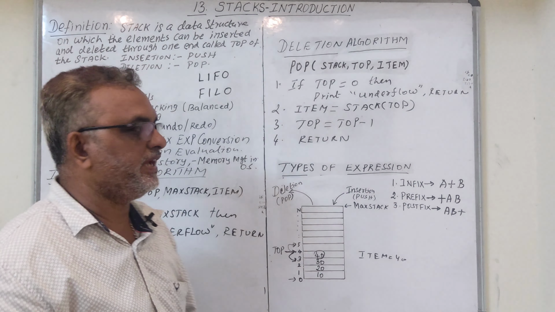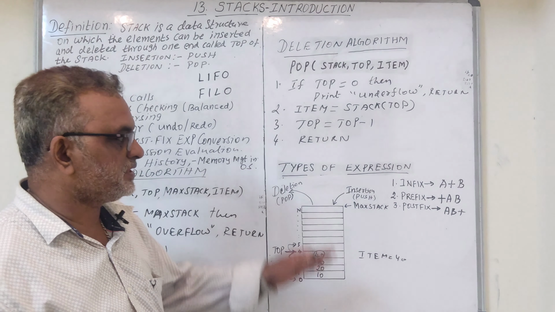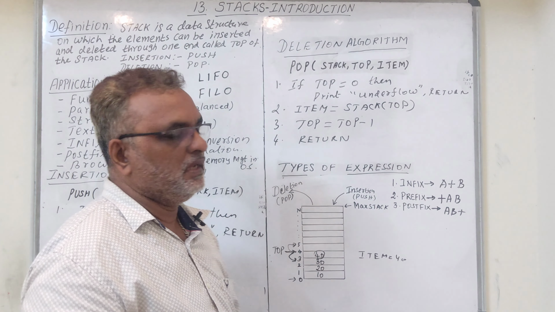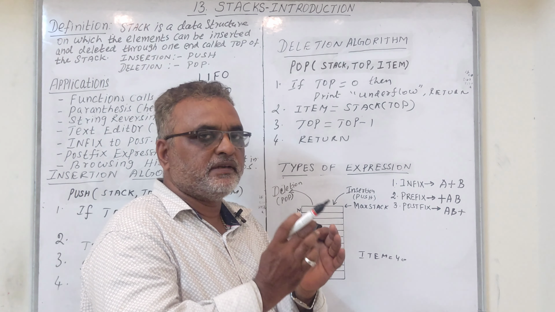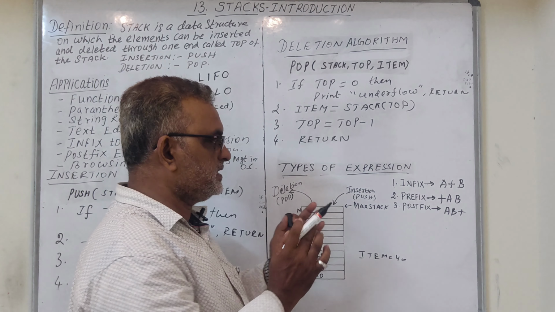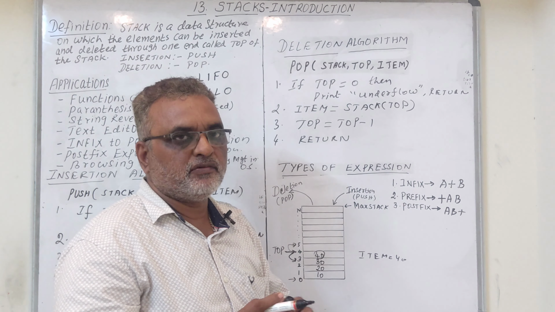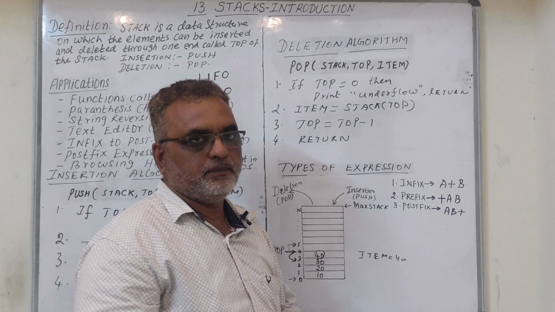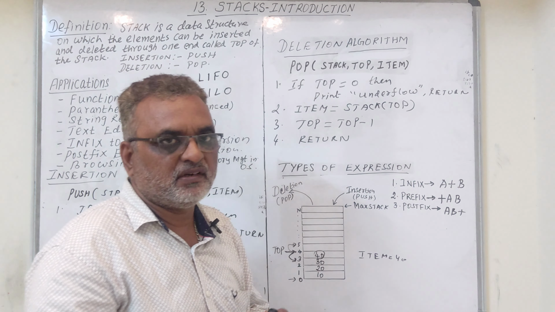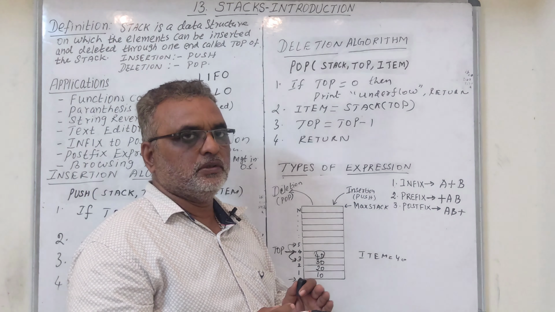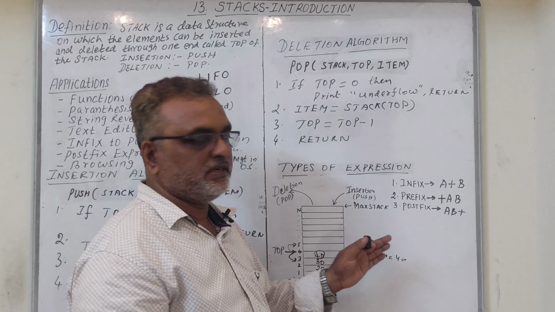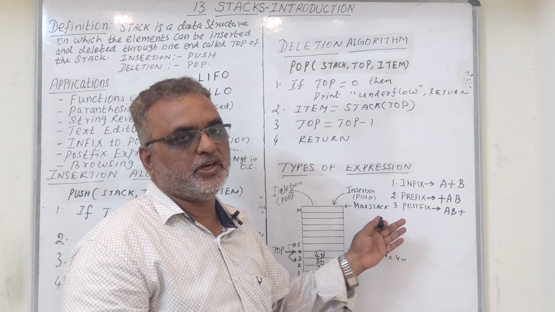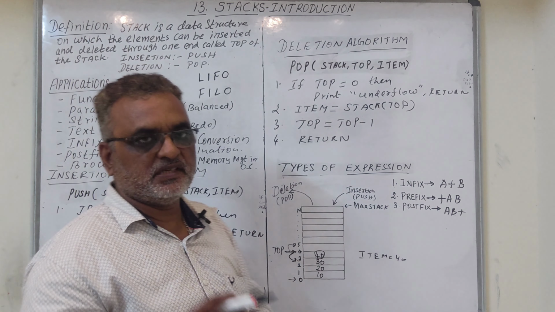Next topic is types of expressions. We have three different types of expressions available: infix, prefix and postfix. In an infix expression, the operator is placed in between the operands. In prefix, the operator is placed before the operands. In a postfix expression, the operator is placed after the operands. These are the three types of expressions, and how to convert one type of expression into another we will discuss in our next video.